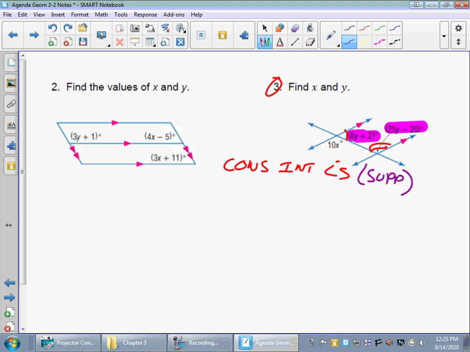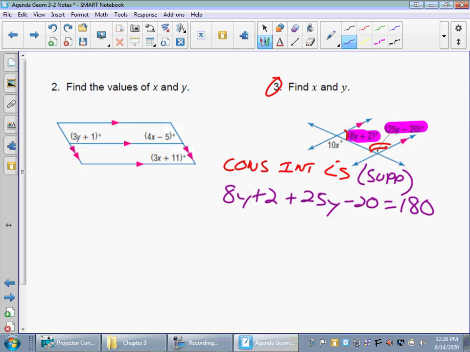So I can take those two expressions, 8y plus 2, add it to the other one, 25y minus 20, and set it equal to 180. And then I can kind of solve from there.